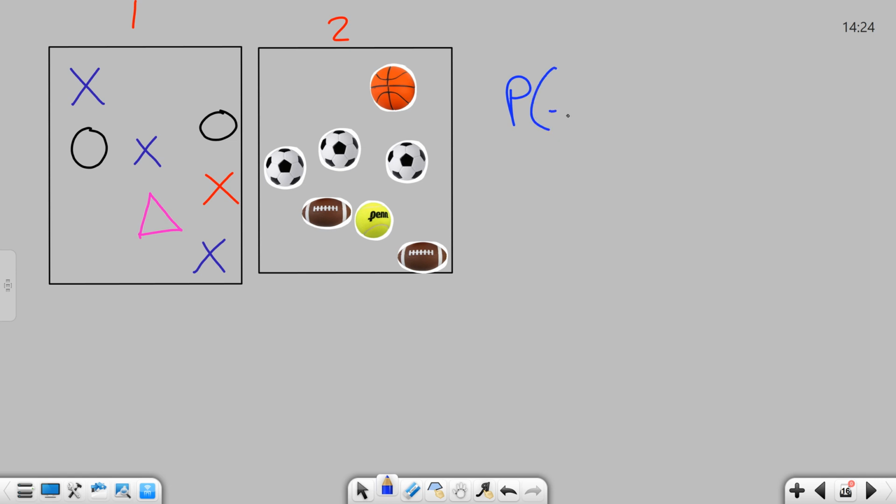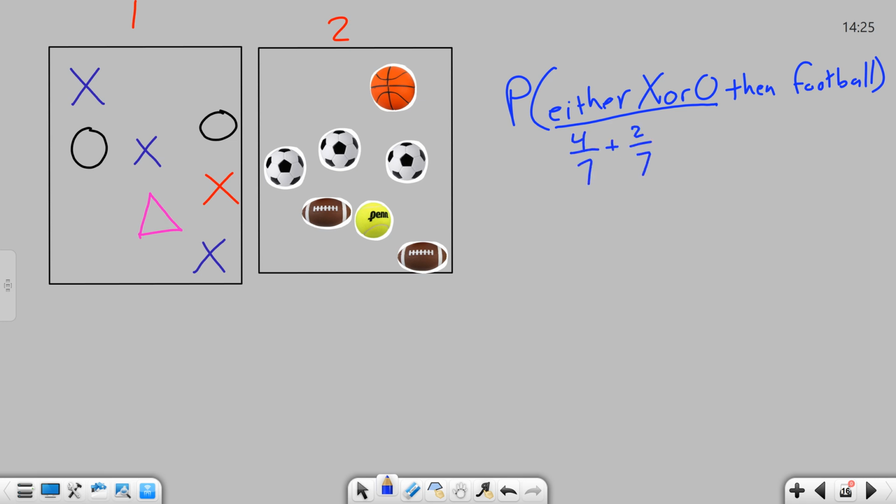What's the probability I get either X or O and then football? All right, remember this first one, either X or O is really just one simple event, but I have more ways to win it. So the probability of getting X, again, was 4 out of 7. Probability of getting O is 2 out of 7. So if I add those together, because either or means add, I get 6/7 chance of getting that done.